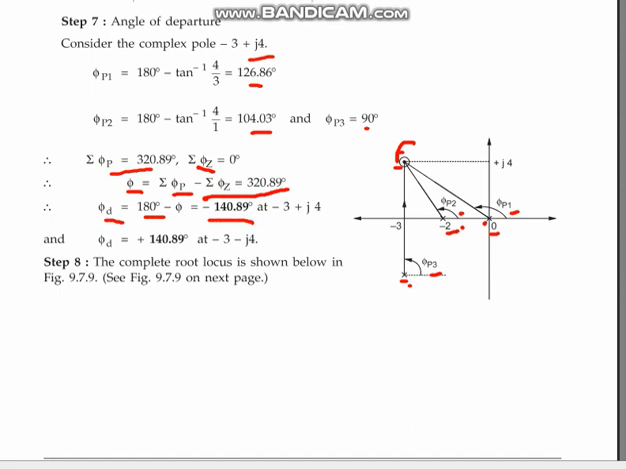So the angle of departure is minus 140.89 degrees at minus 3 plus j4. For this pole we go to this angle, and for the other pole, minus 3 minus j4, there is no need to calculate; we just write plus 140.89 degrees. We only have to change the sign. Now we write the complete root locus using all these steps.